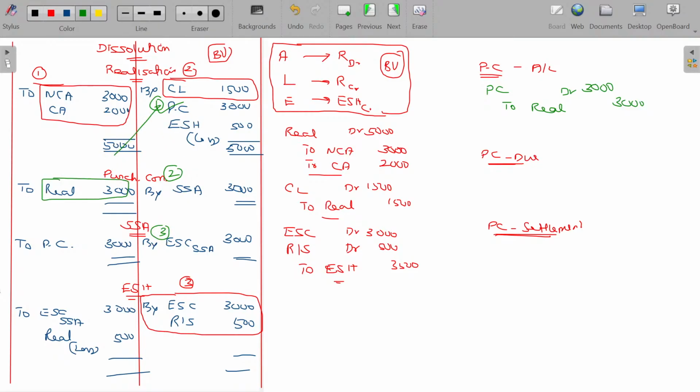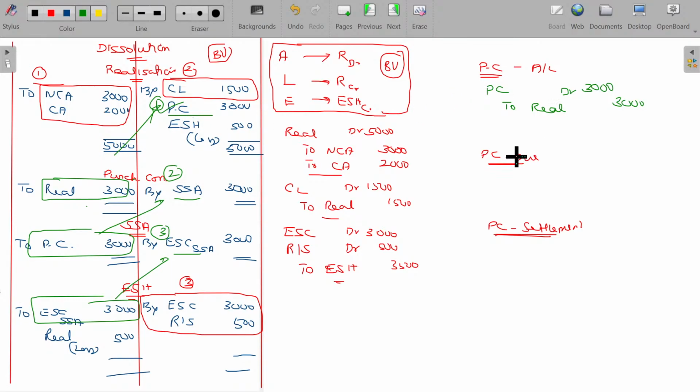What about this one, sir? This one is equal to this one only, no? Purchase consideration to realization. So we need to pass the entry for this one, and this one. Naturally, this entry is automated. So the first entry for the purchase consideration for various assets and liabilities being purchase consideration to realization.